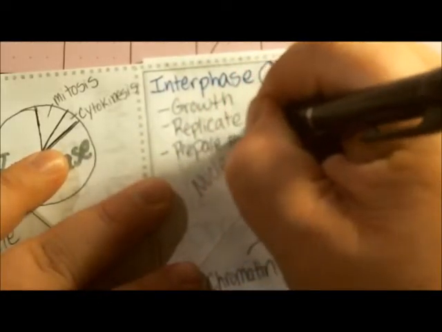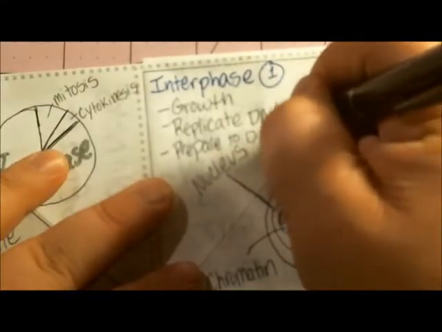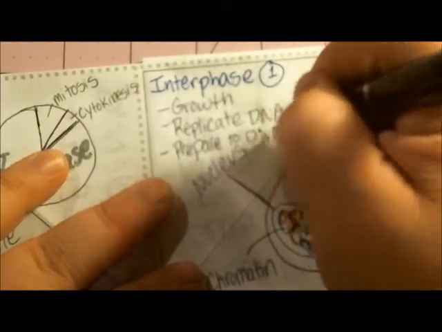Prepare to divide. Which means it's making copies of everything else, like mitochondria and ribosomes and all that stuff. So there's enough to go around. So enough for 2 cells to be made from it.